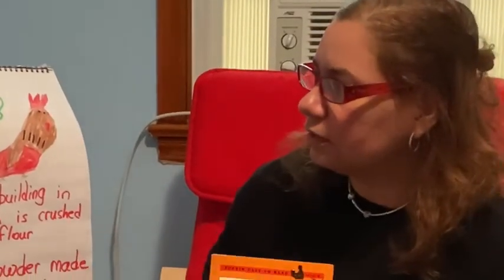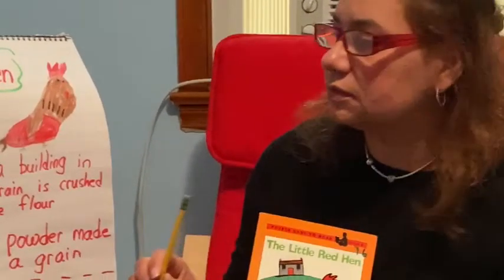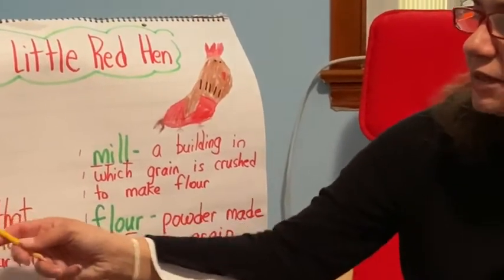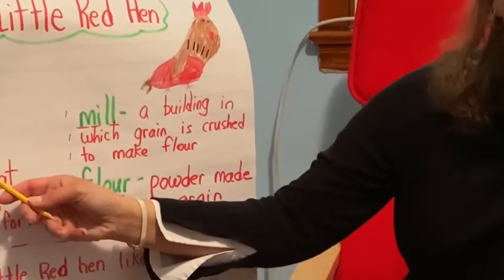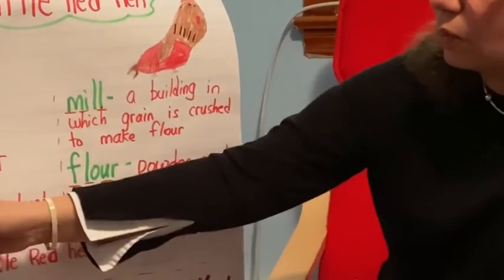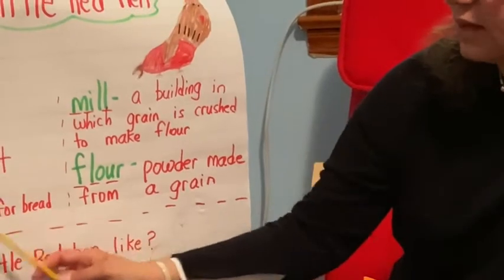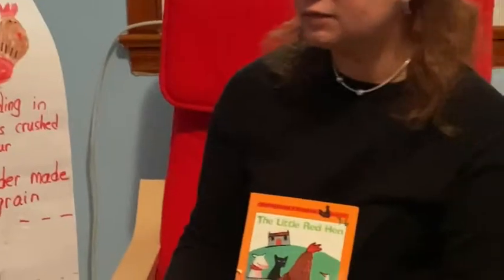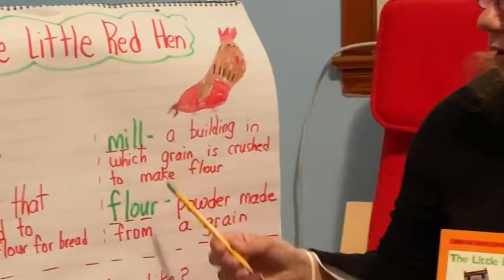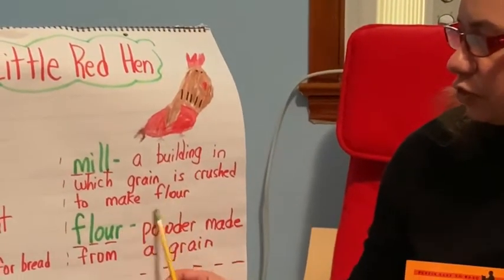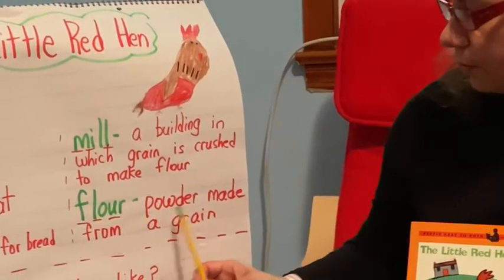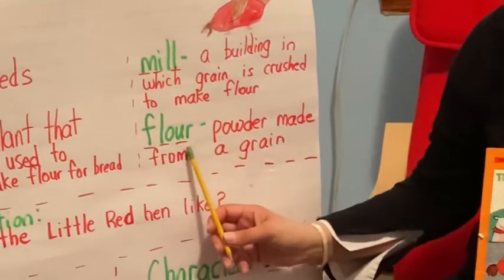So today we're reading The Little Red Hen. And before we read the book, we want to pay really close attention to 4 important vocabulary words. Grains, everybody say, grains. Grains are seeds. Wheat, a plant that is used to make flour for bread. And Miss Zapata loves bread. Mill, a building in which grain is crushed to make flour. And the last vocabulary word is flour, powder made from a grain. Grains, wheat, mill, and flour.